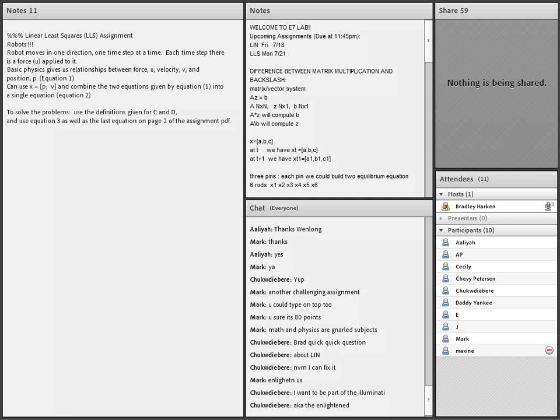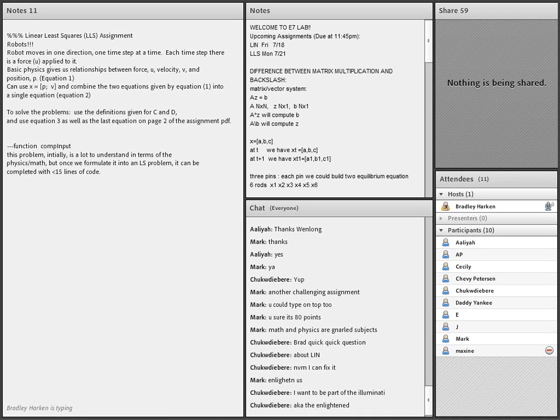So the first function you need to write is comp input. Now, this problem, at first, looks really complicated just because you have to read through 2 whole pages of text and equations just before you even get to the assignment. But once you get through the math and the physics, it's really not that hard to code up because it's just a few simple steps once you manipulate the equations the way you need to.